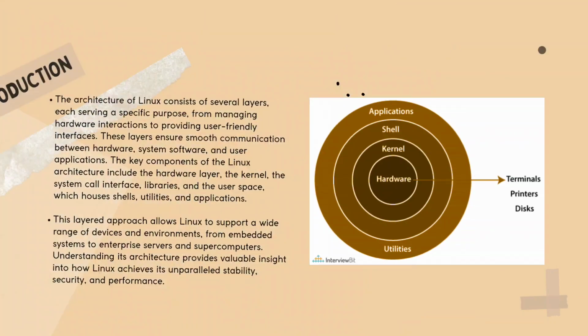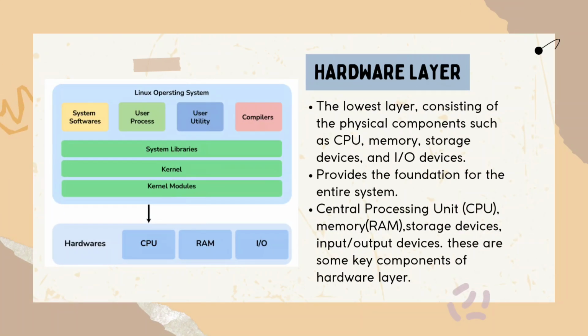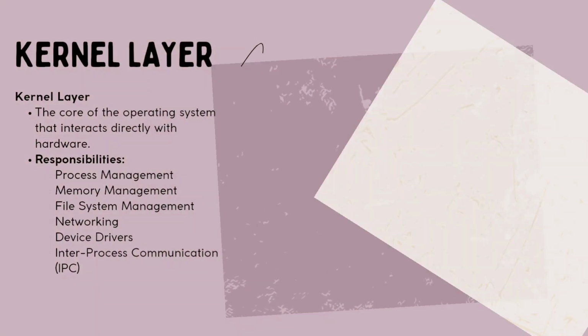So first of all, we are going to see the hardware layer in Linux architecture. This is the first layer, or we can say the lowest layer in Linux architecture, that consists of some physical components like CPU, memory, storage devices, and input-output devices also. These are some key components of the hardware layer. The hardware layer provides the foundation of the entire system. It means after this layer, the Linux architecture begins. After that, the kernel layer.